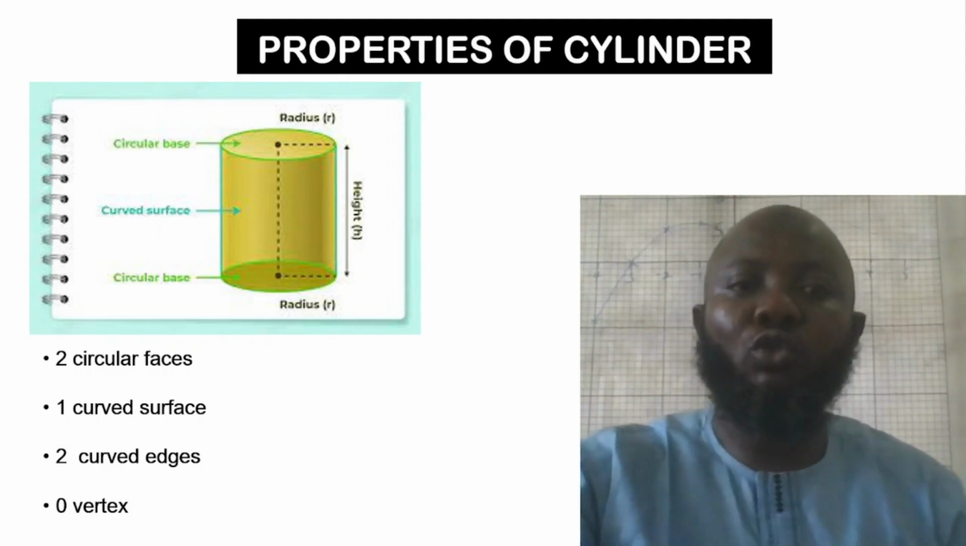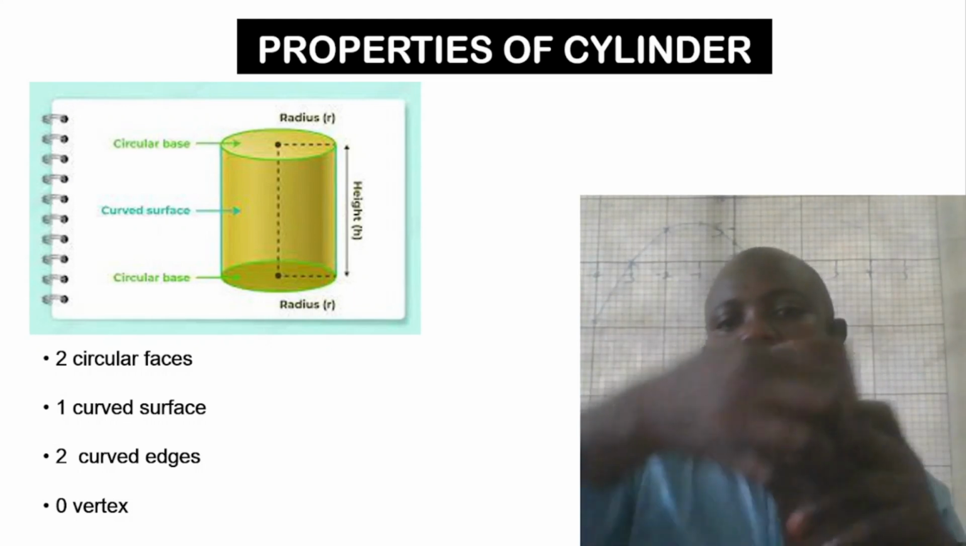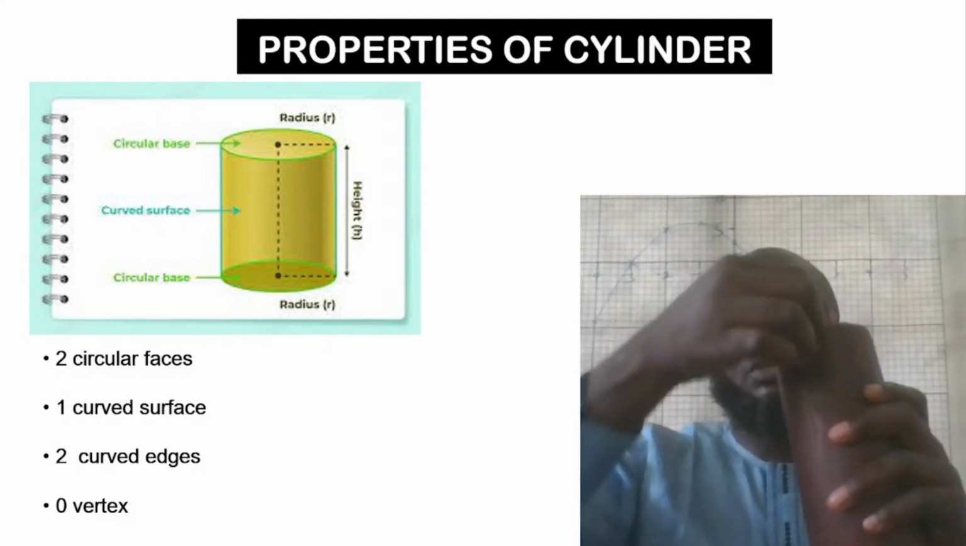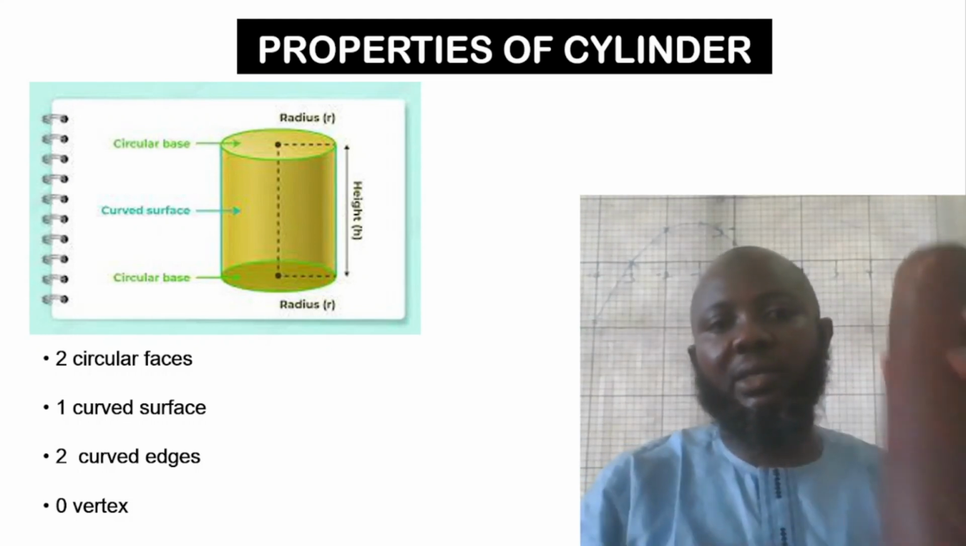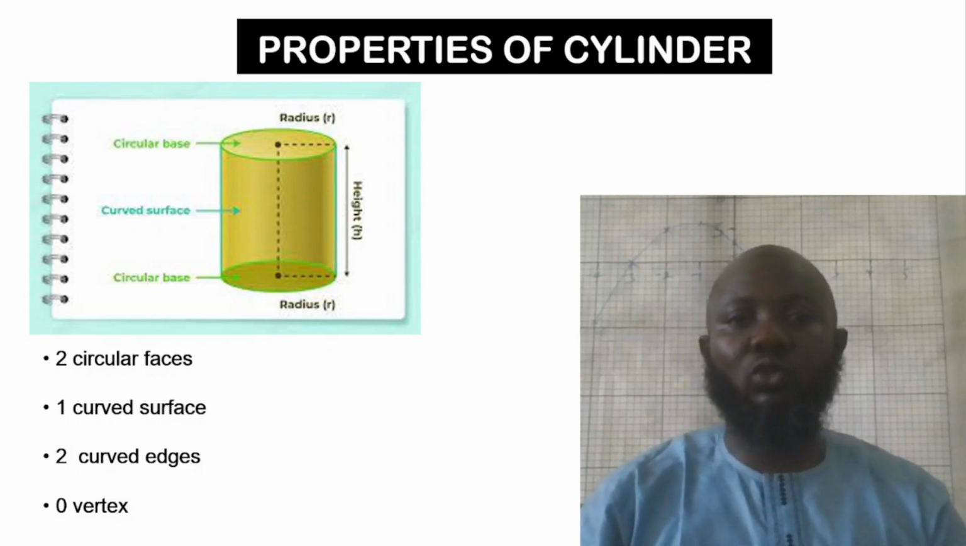Then it has two curved edges. This is an edge because this face and this surface are meeting at this place. So this is an edge, this is an edge. Then it has no vertex. So no vertex under this one as well.